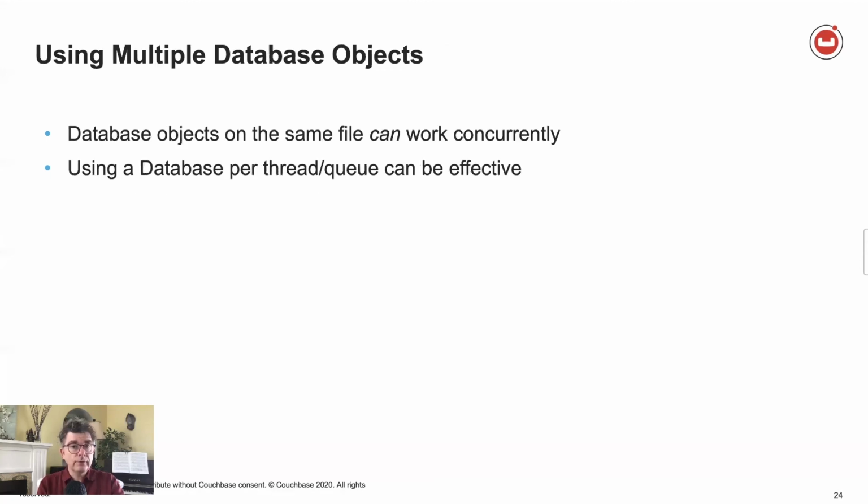The workaround for that is using multiple database objects. So you can open as many database objects as you want on the same database file. You just use the same database name or the same path. And those can work more concurrently. Typically it can be a good pattern, if you have a couple of worker threads, to have each of them open its own database connection so that they don't end up blocking on each other's mutexes. So you can run a query simultaneously in two threads, for instance, if you do that.